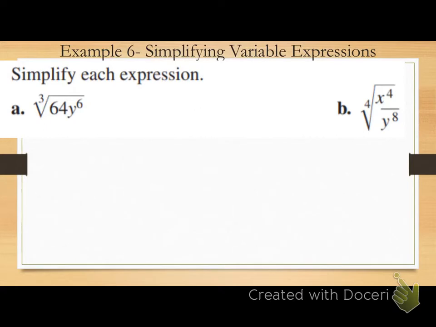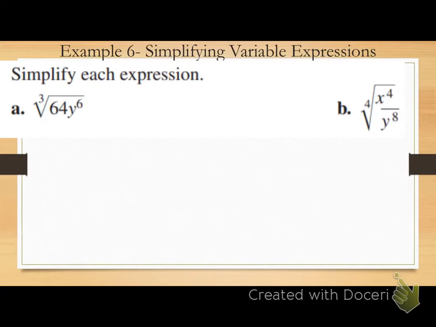So here's some radicals here that it wants us to simplify. They just include variables now. We can handle that, right? Yes, we can. That's right. So simplify each expression. The cube root of 64y to the 6th. It wants me to simplify it.